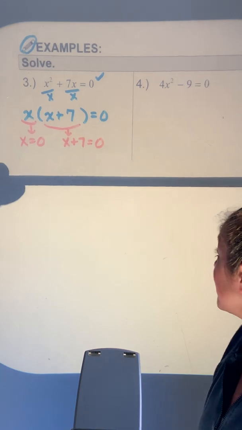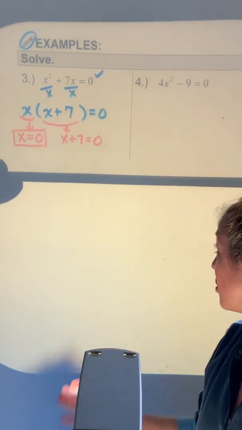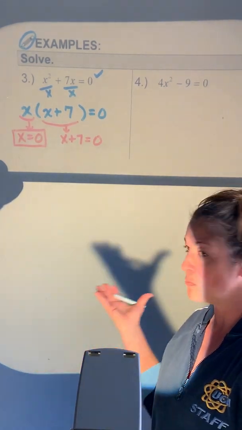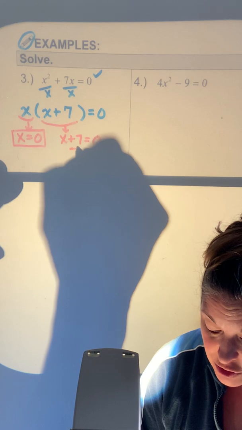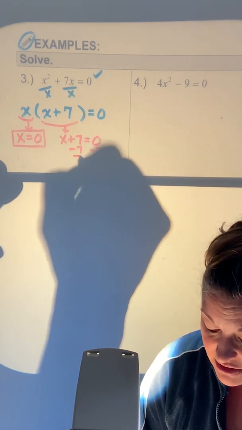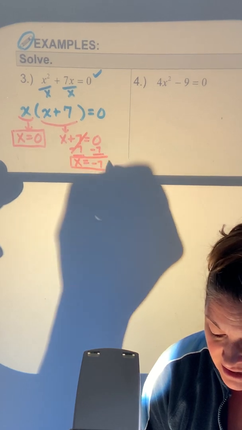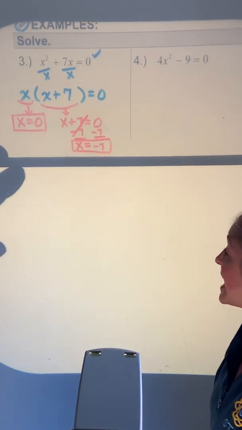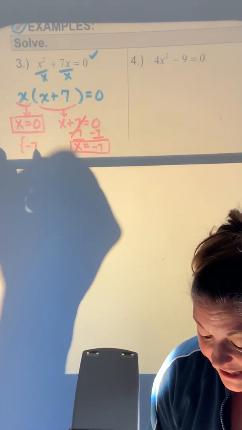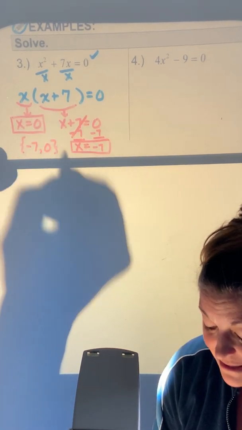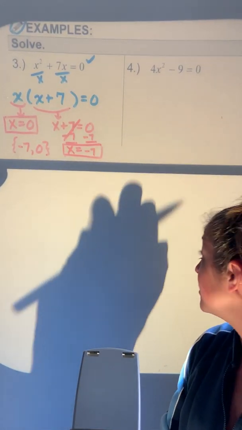Now, the good news for us is that this first guy here, we don't even need to do any work. He's already by himself. Score. One of our answers is 0. Over here, though, we will have to do our algebra. We'll have to do our inverse operations to move that 7 to the other side, and that will give us -7. If you're writing it in braces, the -7 would go first, and then the 0, because -7 is less than 0.